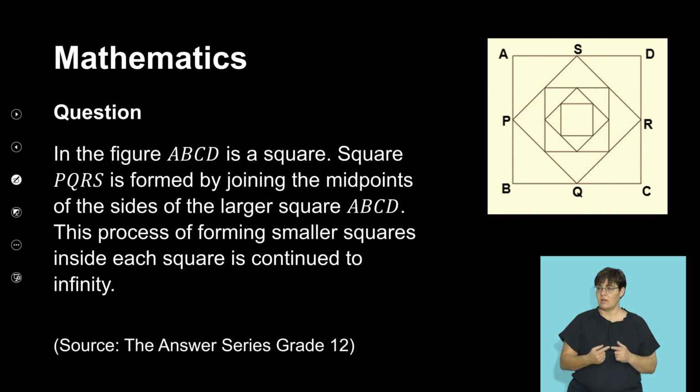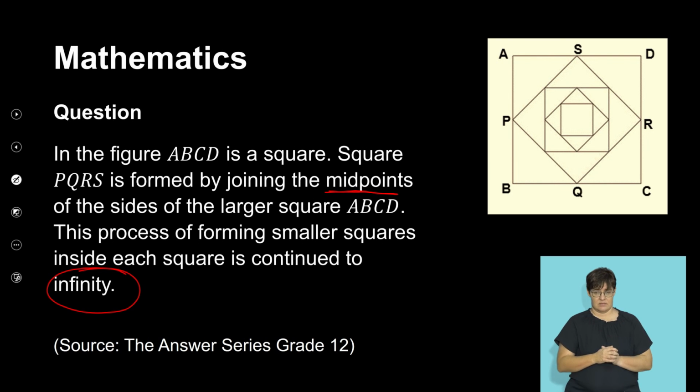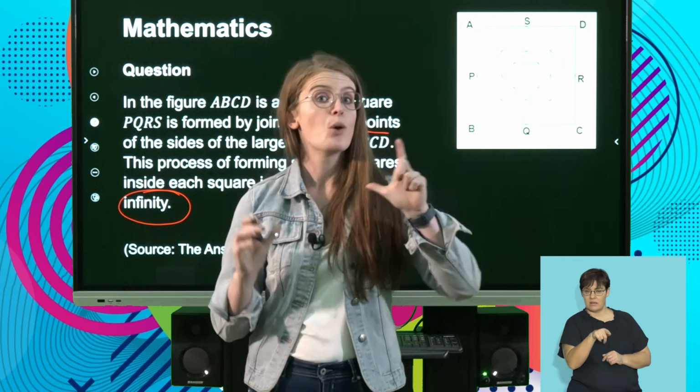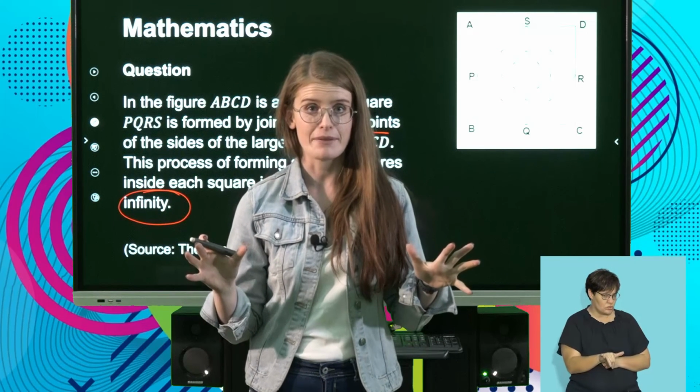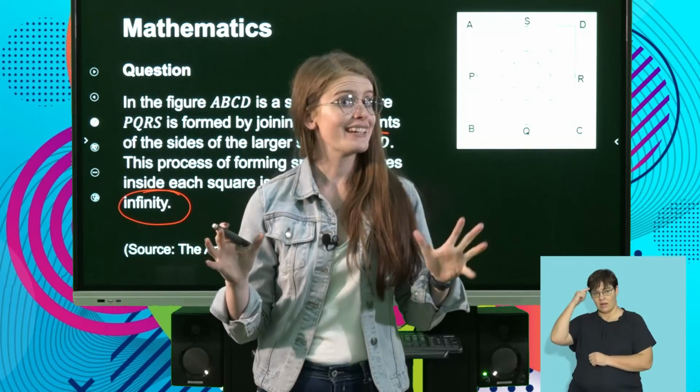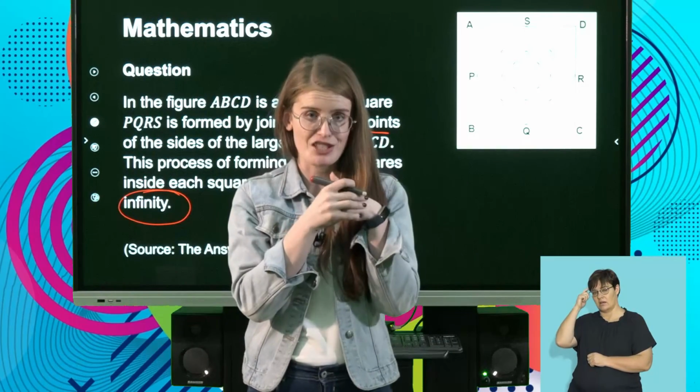So we are given the figure ABCD, which is a square. The square PQRS is formed by joining the midpoints of the sides of the largest square ABCD. This process of forming smaller squares inside each square is continued to infinity. Let's stop right there. The second I see the word infinity, what type of series do you think this is going to be? Hopefully, sum to infinity is rolling around in your head.